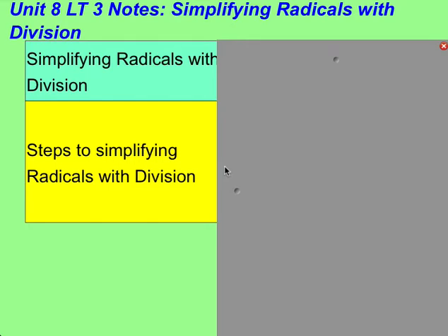Humbert here, and today we're going to be talking about Unit 8, Learning Target 3. So we're going to be talking about simplifying radicals with division. So first of all, let's take a look at this first one.